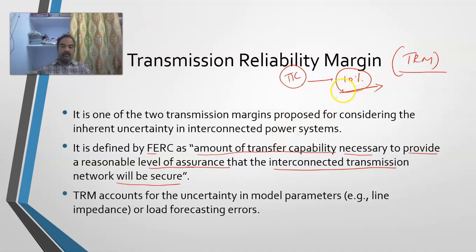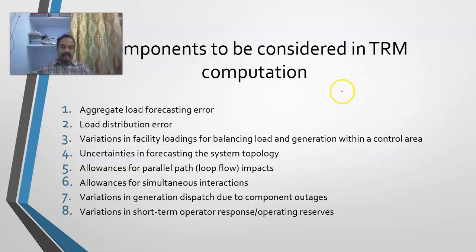So what type of uncertainties can you expect in the transmission sector? There may be load forecasting errors or load distribution errors, or variation in facility loadings when you are balancing the load in generation. There may be uncertainties in forecasting the system topology, loop flows, simultaneous interactions, or generation dispatch due to component outages, and sometimes short-term operator responses also.